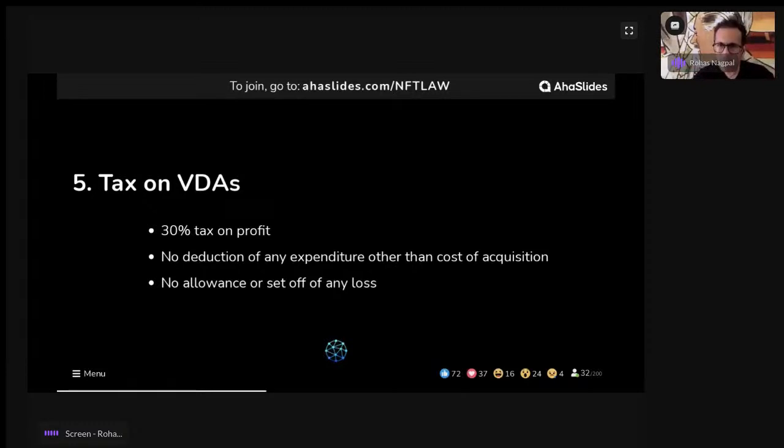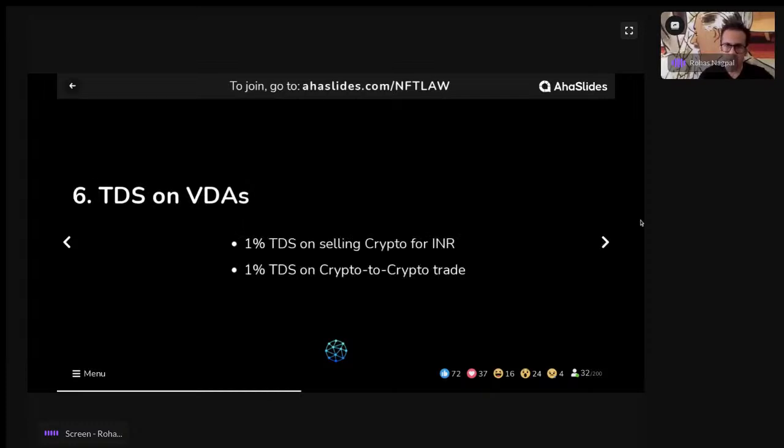Itanshu's question is, how is the government tracking these VDAs and the taxes? That's a good question. So all the crypto exchanges in India are now required to give very detailed logs and information to the government. In fact, let me go to the next one. From a point of view of tracking, actually the TDS is more important.